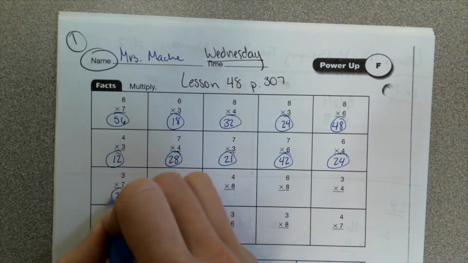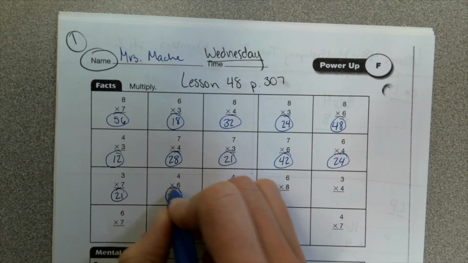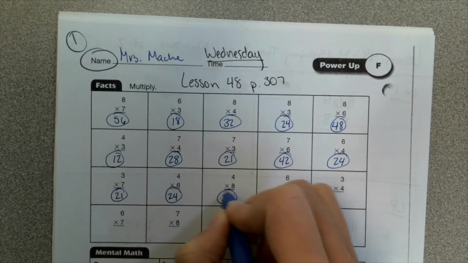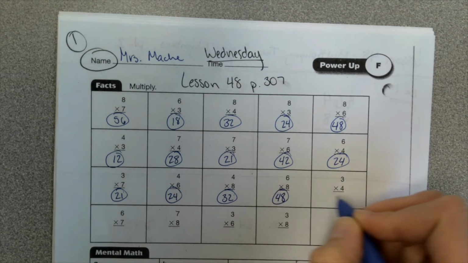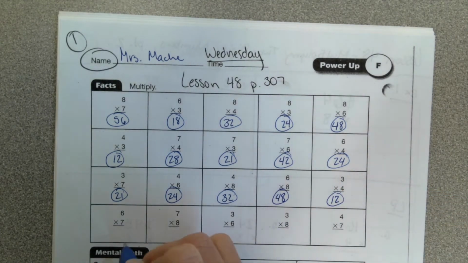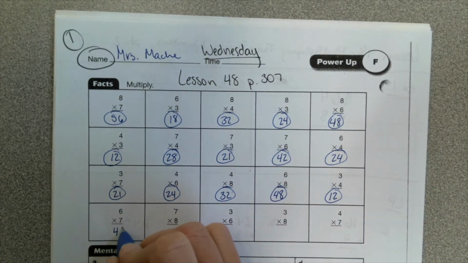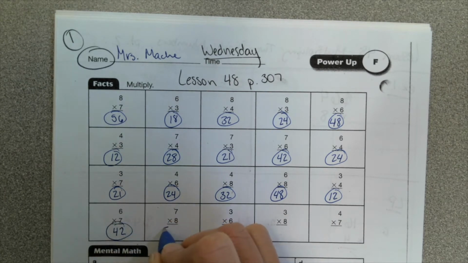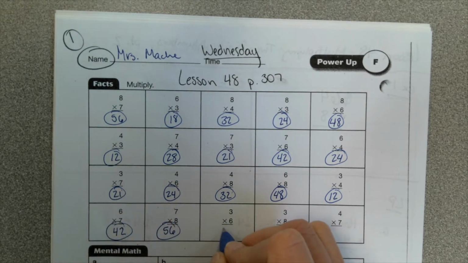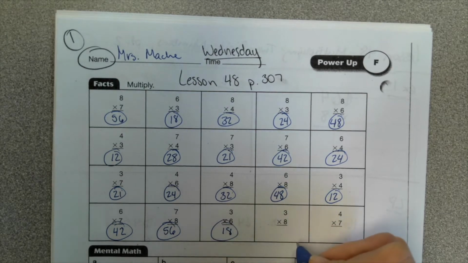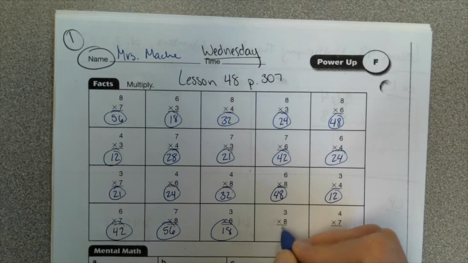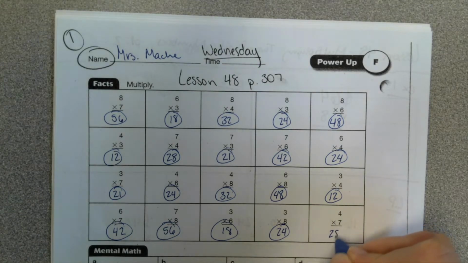3 times 7 is 21. 4 times 6 is 24. 4 times 8 is 32. 6 times 8 is 48. 3 times 4 is 12. 6 times 7 is 42. 8 times 7 is 56. 3 times 6 is 18. 3 times 8 is 24. 4 times 7 is 28.